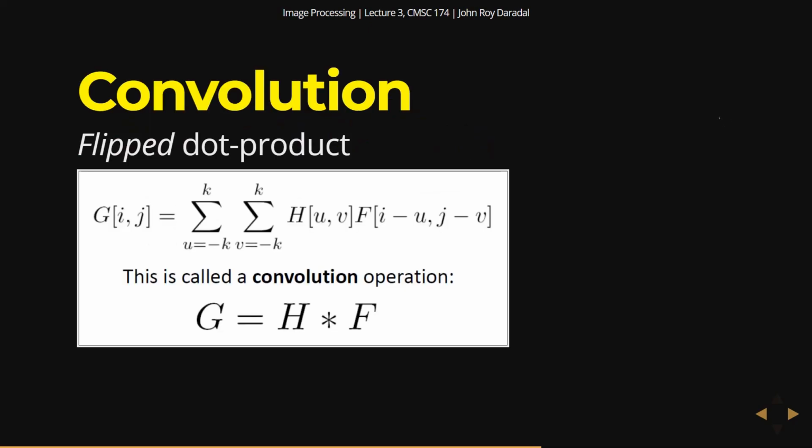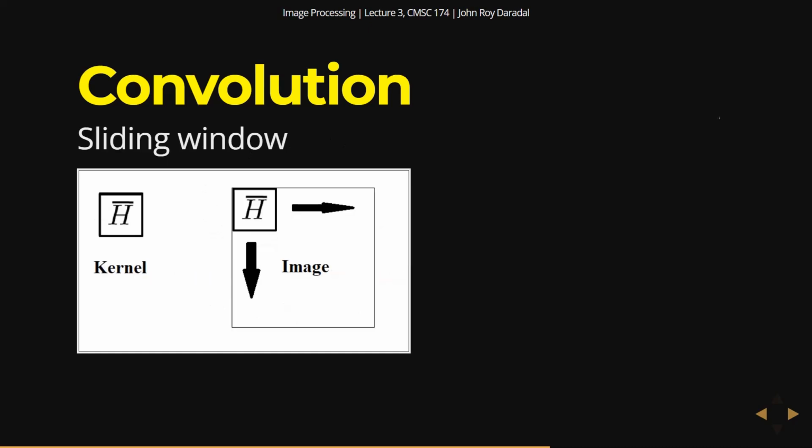So the actual math of the convolution is a flipped dot product. So it's a dot product, but you kind of flip the kernel. Okay, we won't go into the details of the math equation, but it's basically just a dot product. Okay, and then you apply this again as a sliding window.